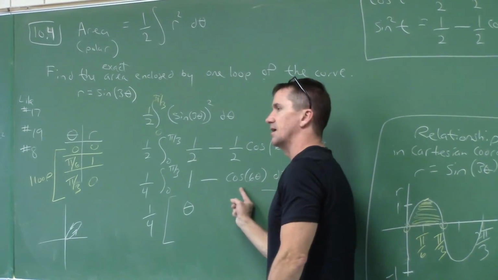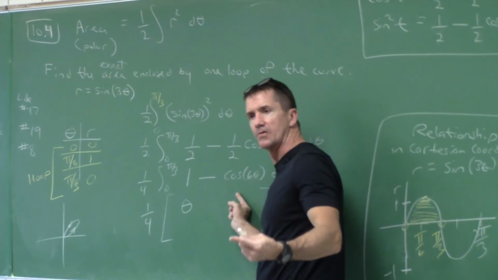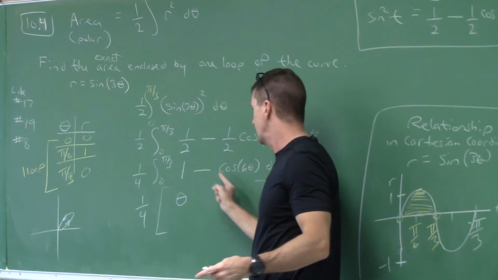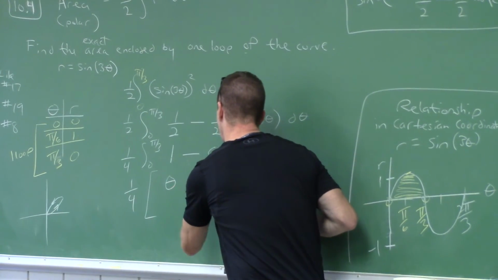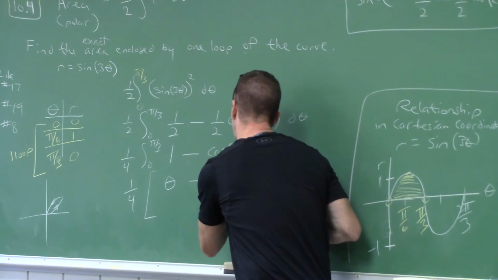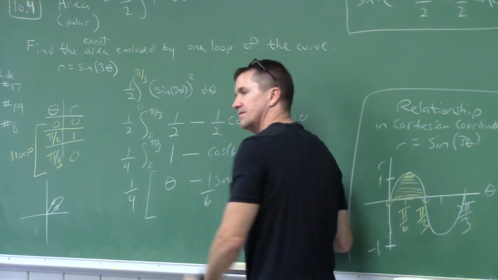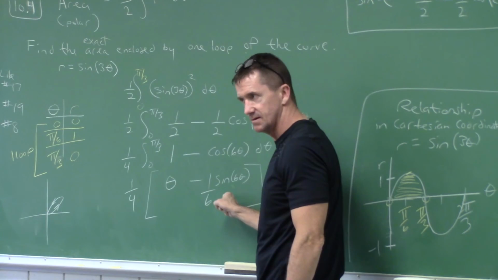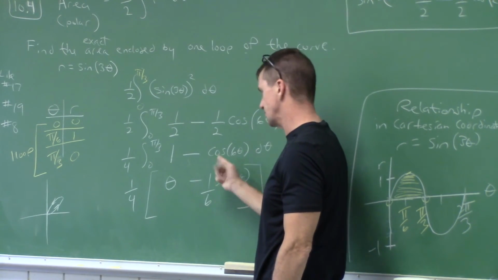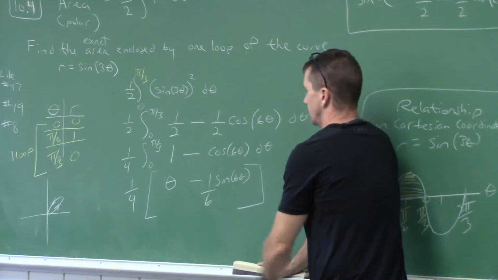I'll put my brackets so I don't forget to distribute. Here comes the u sub, but we've seen this over and over again. We don't have to write out the u sub now. 1/6. This becomes a negative sine of 6 theta. And what do you divide by? 1/6. That's via the u sub method. We've seen it over and over again. That's what happens. Cool.